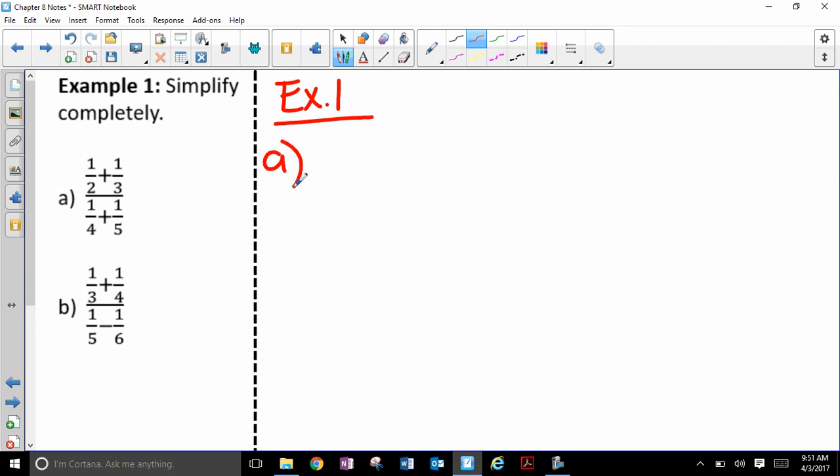So for part A, we need to look at the denominators of the small fractions, which are the numbers 2, 3, 4, and 5. And we have to figure out what the LCD would be for all 4 of those numbers. So you ask yourself, well, 2 and 3 have 6, but the others wouldn't. 5 and 4 have 20. 2 is divisible into 20, but 3 is not. 30 is divisible by 5, 3, and 2, but not 4. So our LCD is going to have to be 60.